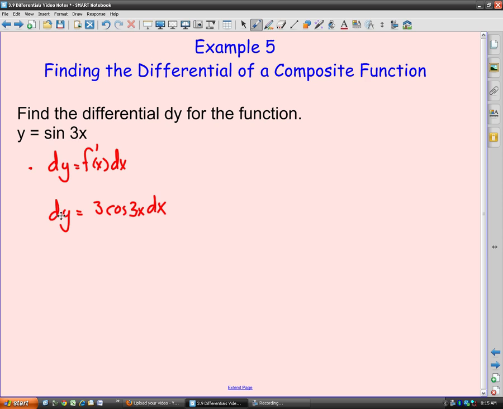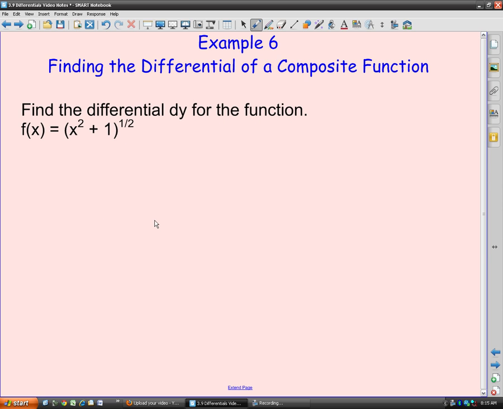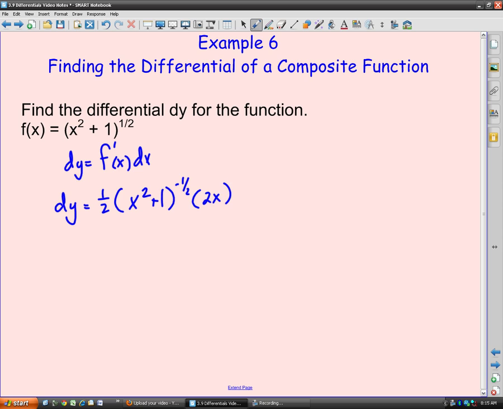In my next example, same idea. They're asking me for differential form again, so I'm going to remember that dy is the same as f prime of x dx, and then I'm going to differentiate this. I'm going to write dy equals 1/2, and this is going to take a chain rule, x squared plus 1 to the negative 1/2 times 2x, and then I will add on my dx. With a little simplification, my 2's cancel out. I'm left with x dx on top, all over the square root of x squared plus 1. And so that is my differential form.